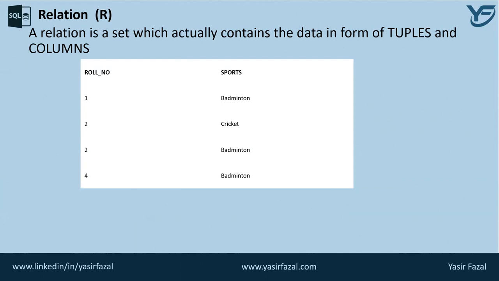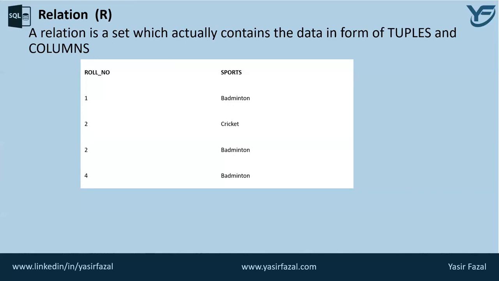So what does that actually mean? When I talk about tuples, it means rows. On the screen, you can see there is a table, and it contains information about the roll numbers and information about the sports. How should we read that information? We can read this information in the form of tuples and columns.